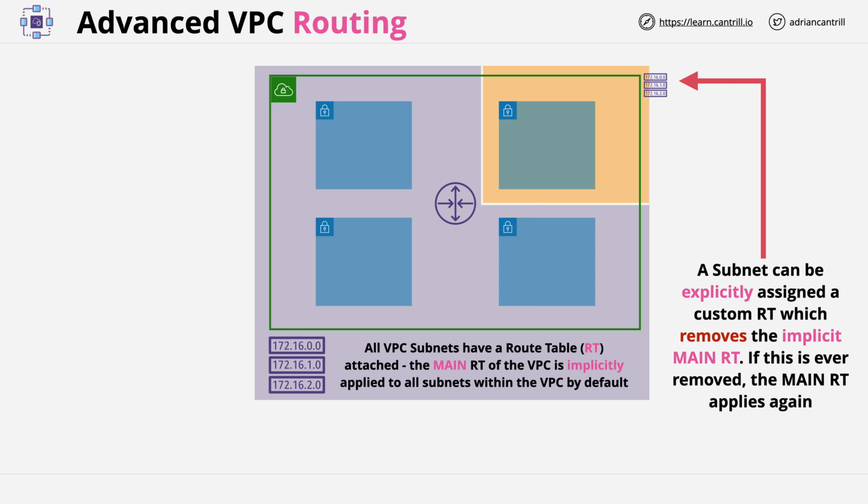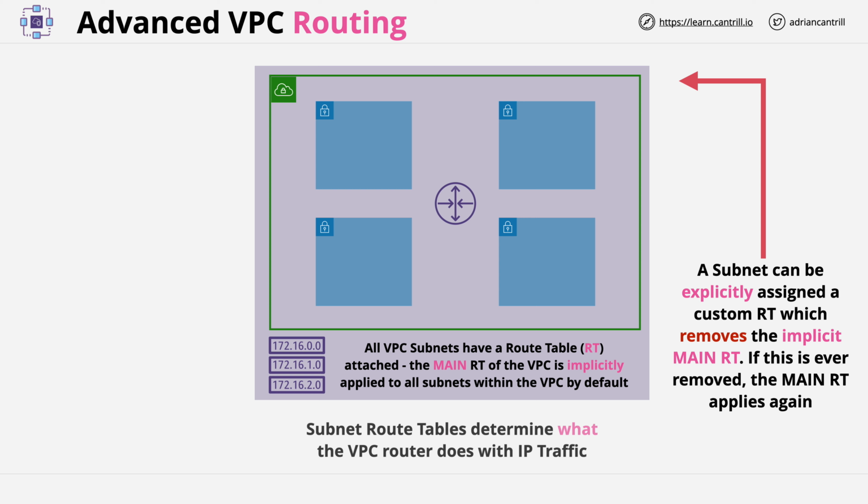Now, subnets always have one and only one route table associated with them. If the custom route table is ever disassociated, then the implicit main route table association is re-added. It's not possible to have a subnet without a route table association. The default is that the main route table of the VPC is implicitly associated with all subnets. Now, when route tables are associated with subnets, this controls how traffic is handled when it arrives at the VPC router. Route tables can contain 2 different types of routes.